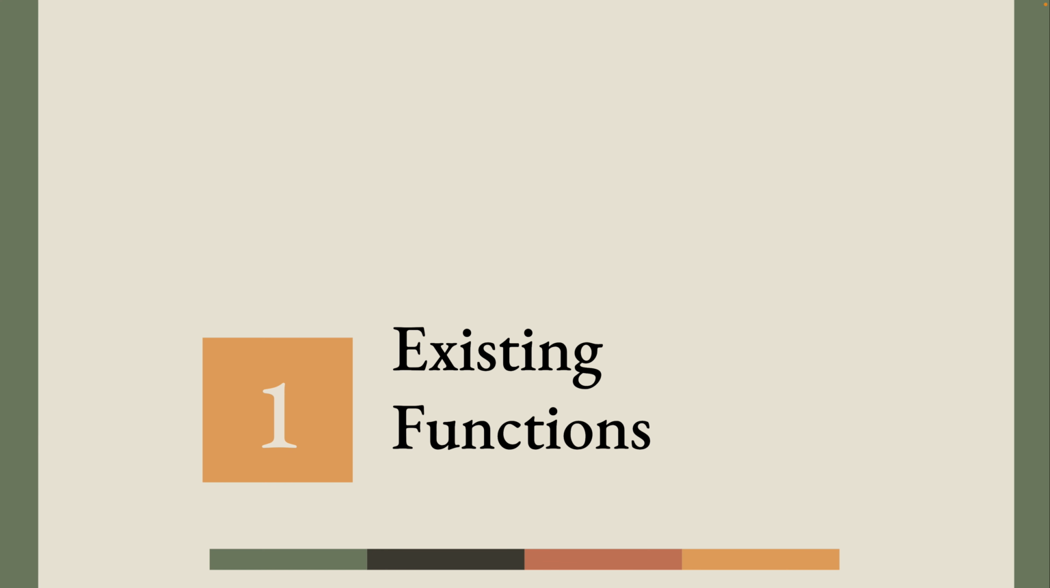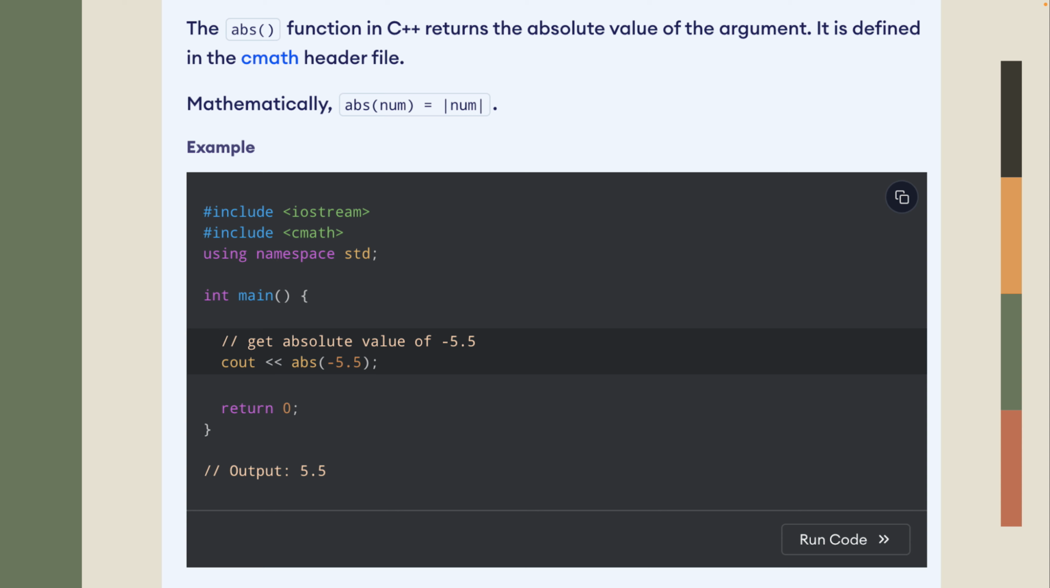So let's look at some existing functions that exist in C++. So absolute value, we include the C math header because this absolute value function is written in the C math file. And the way we would use it is, if we wanted to get the absolute value of negative 5.5, we would just call the name of the function. So in this case, it's called ABS.